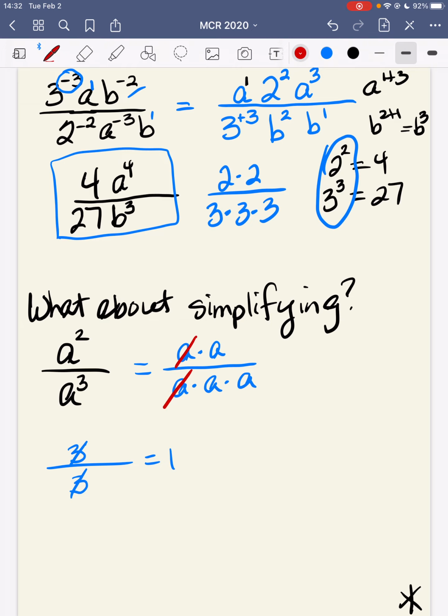They cancel out. It has to be one top and one on the bottom. Here I have another a and another a. Now I'm left with one a in the denominator. Remember when these a's canceled out, they became 1. And so this simplifies into 1 over a.